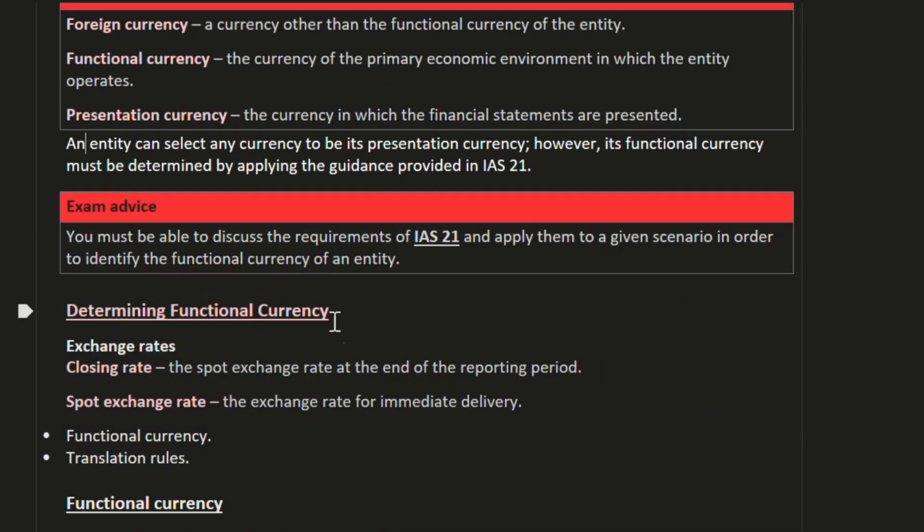Now, determining functional currency. Exchange rate. Closing rate: the spot exchange rate at the end of the reporting period. And spot exchange rate: the exchange rate for immediate delivery. So the closing rate is the spot exchange rate at the end of the reporting period. Whenever we have the closing date, the conversion on that date will be at the closing rate. And spot rate is the exchange rate at the time of the transaction. Now, functional currency and transaction currency rules.